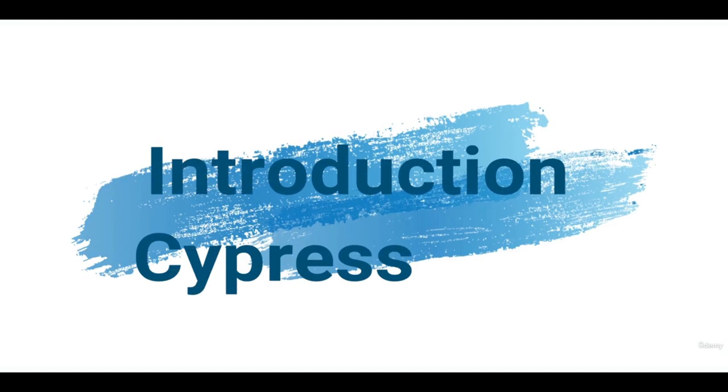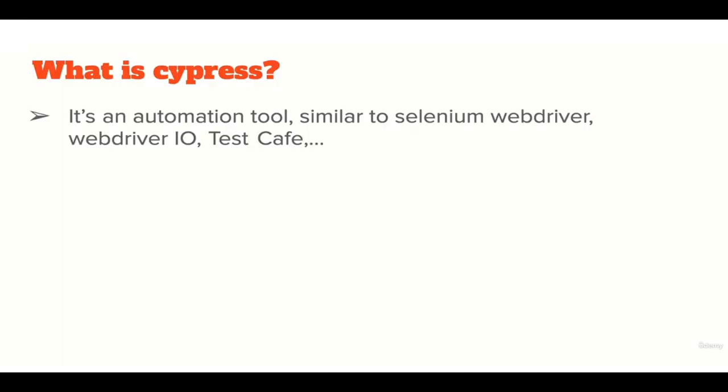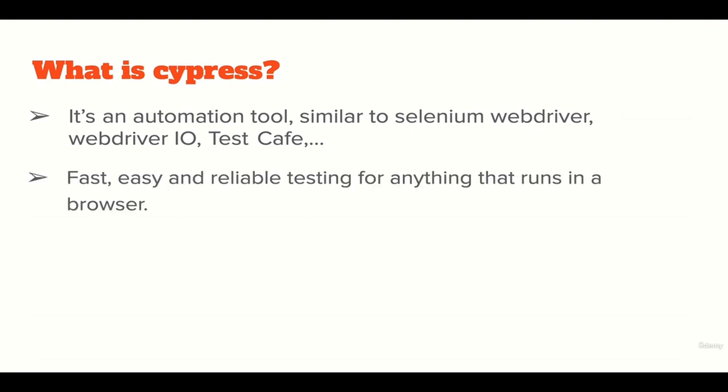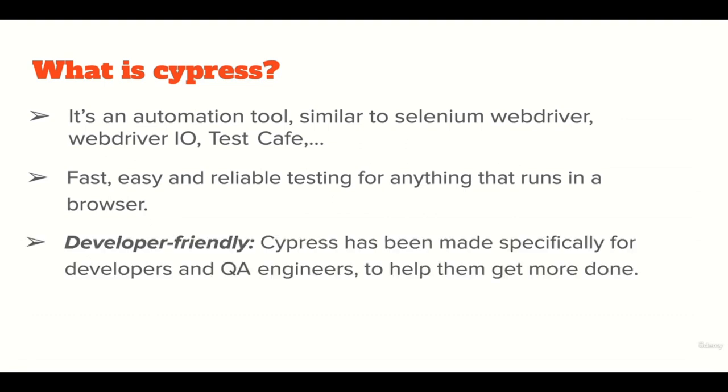Hello, everyone. In this video, we'll have an introduction to Cypress. What is Cypress? Cypress is an automation tool similar to Selenium or TestCafe or others. It is fast, easy, and reliable testing for anything that runs in a browser. Cypress has been made specifically for developers and QA engineers to help them get more done. And most importantly, it is open source.